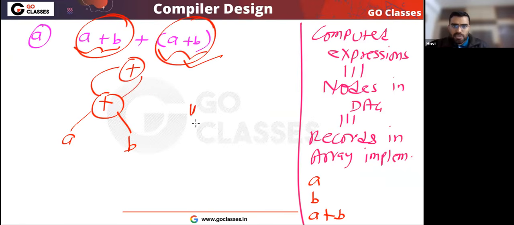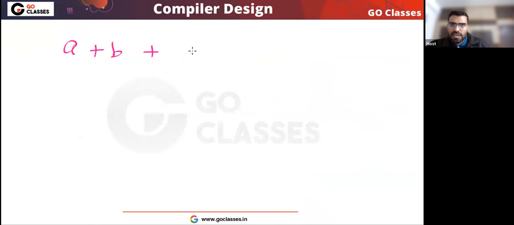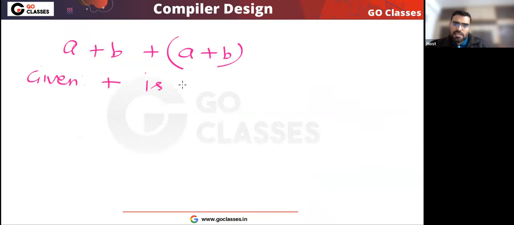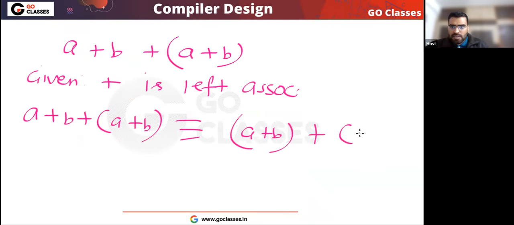Anyone has any doubt in this? So basically 4 nodes and 4 edges. You have already computed A plus B, right? Are you getting my point? This is your A plus B plus A plus B. And the question says plus is left associative. This is given to you. So what this means is that this is the same as A plus B, plus A plus B.